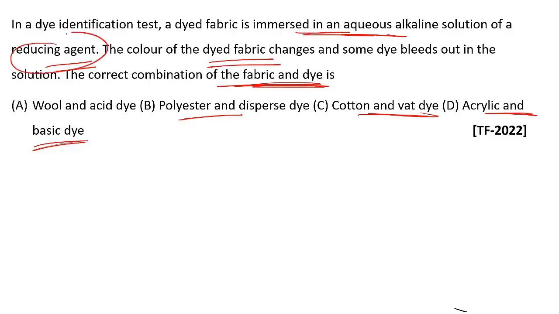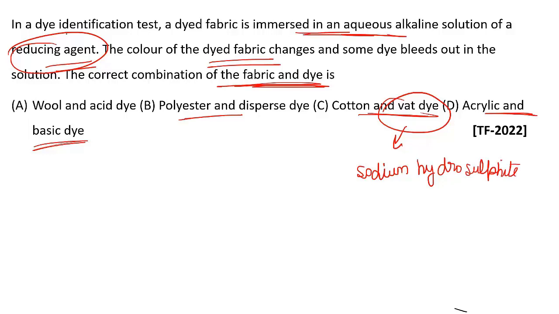Which type of reducing agent is used in the case of vat dye? It is sodium hydrosulfite, Na2S2O4. Sodium hydrosulfite is a reducing agent that reduces vat dye, and then finally it is used on cotton fabric.